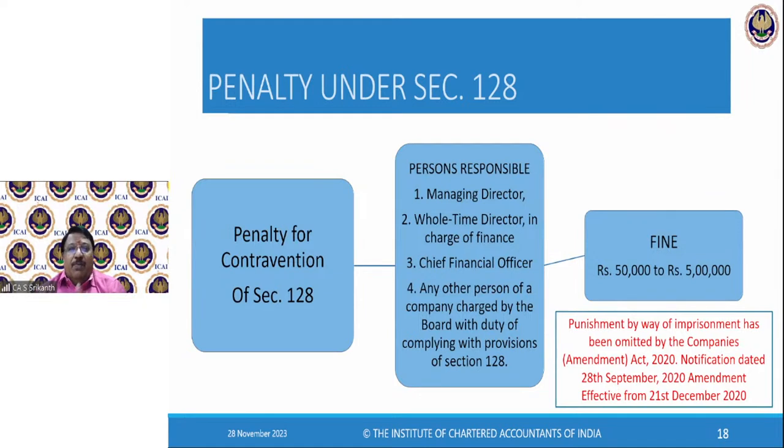Any other person of a company charged by the board with the duty of complying with the provisions of Section 128. See, if the board has not charged, you are not liable. Only if you have been charged, you are liable. So basically, managing director, whole-time director, CFO, any other person charged by the board with the duty of complying with the provisions of Section 128, right? This is for fixing penalty, right?